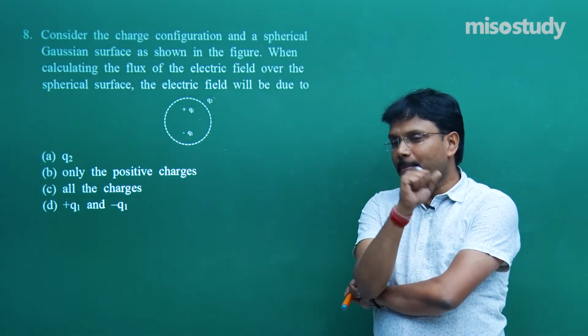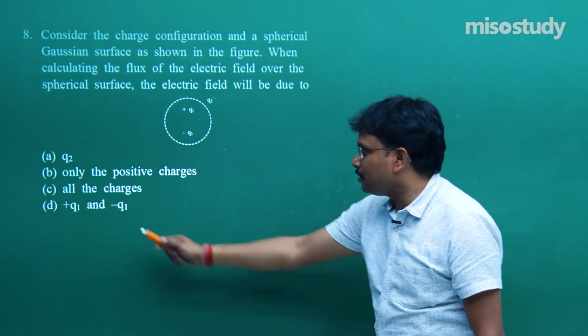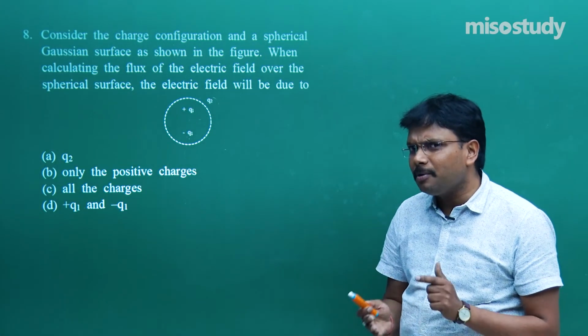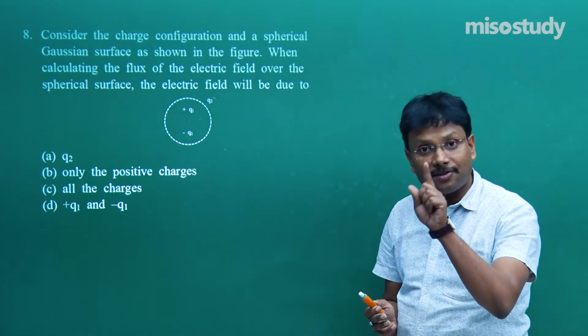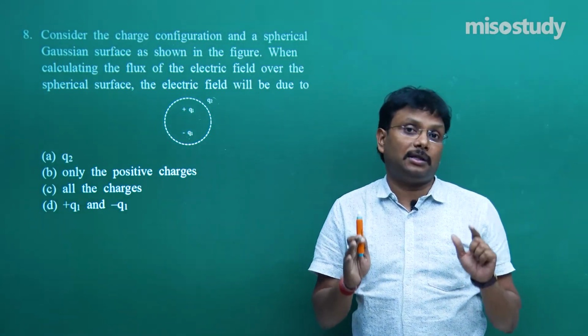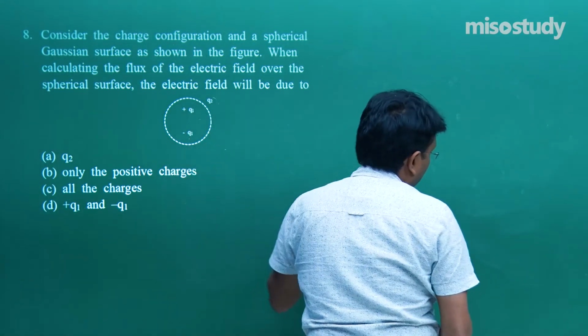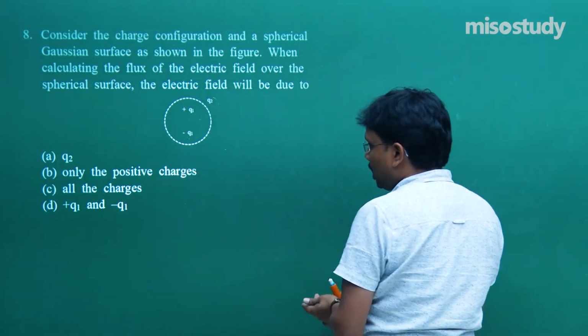About D, a point may come to your mind. This is the outward field direction, this is the inward field direction. Is it possible for them to cancel out? No, not exactly cancel out, because it depends upon the point at which you want to calculate the value. Fine. So let's move ahead to find the solution of this problem.